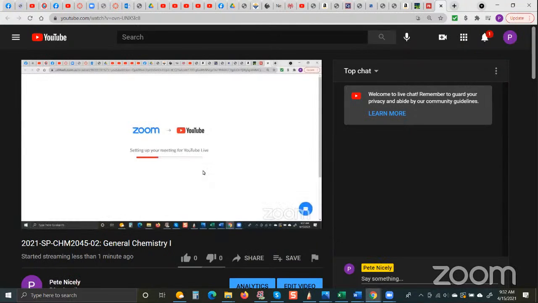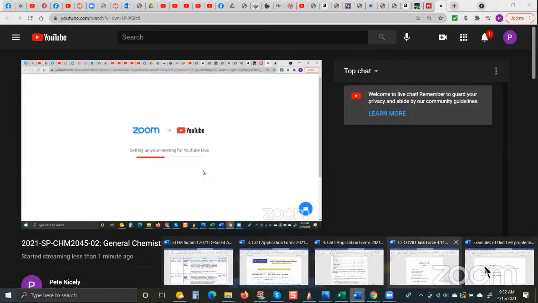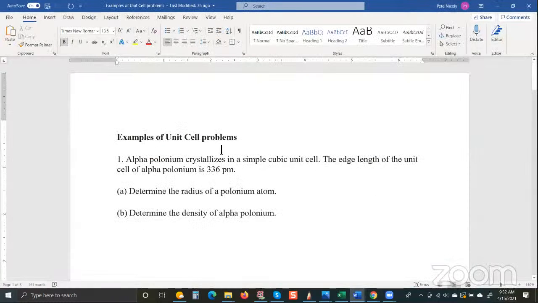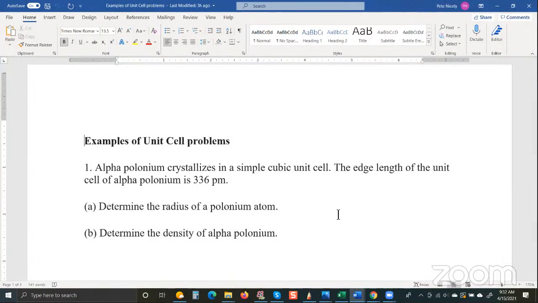Okay, can you see my screen? Yes. All right, so here's the first problem.